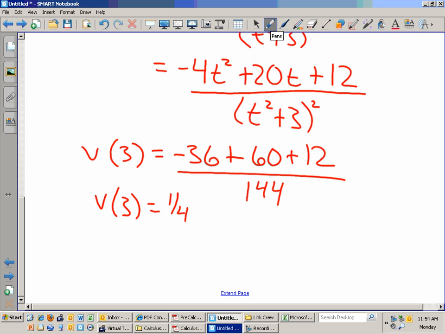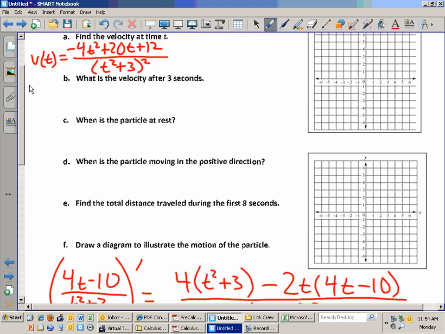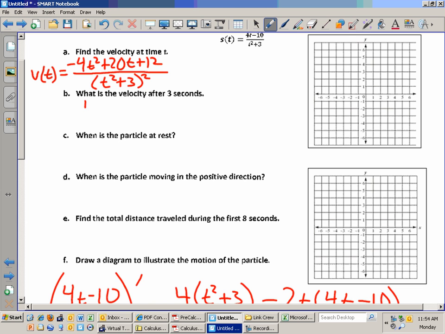What does that mean? It's a derivative. It better have a rate attached to it. What rate of change? So what is it? Feet per second. That's a rate. 1/4 feet per second. Not moving very fast, huh?